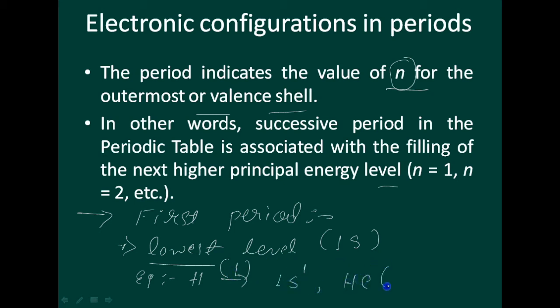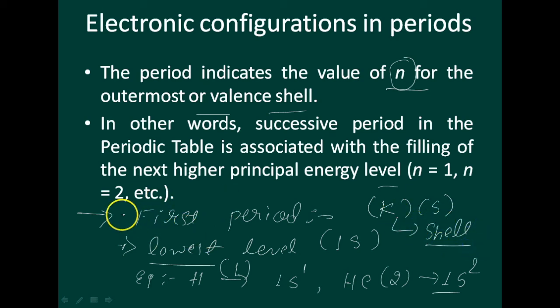Like helium, which has two electrons, so it is 1s squared. Okay, so like this we are writing. And helium, when the first shell is completed, here the shell is K, so the orbital is s, K is the shell. Okay, so this is about the first period.